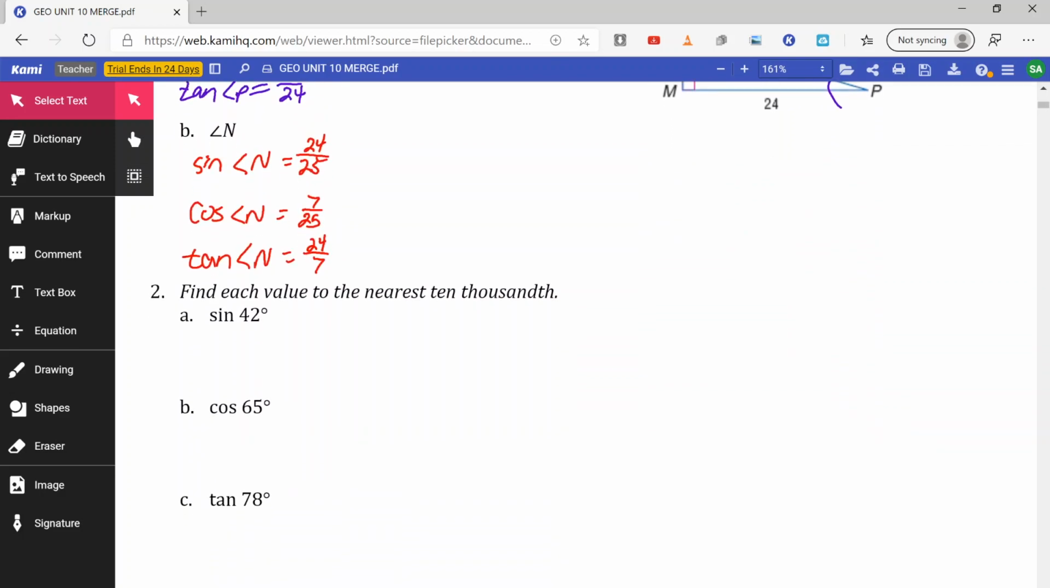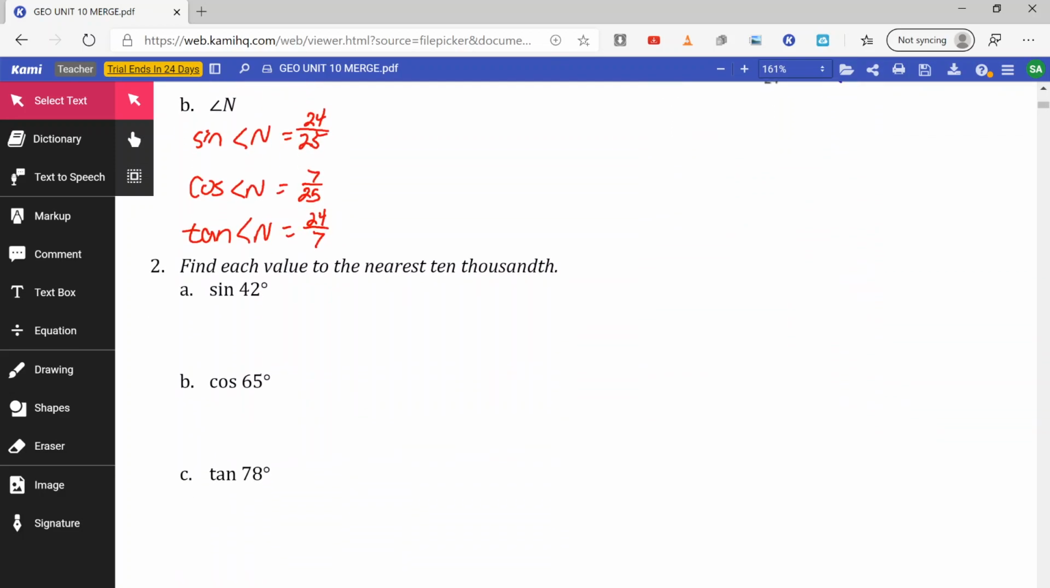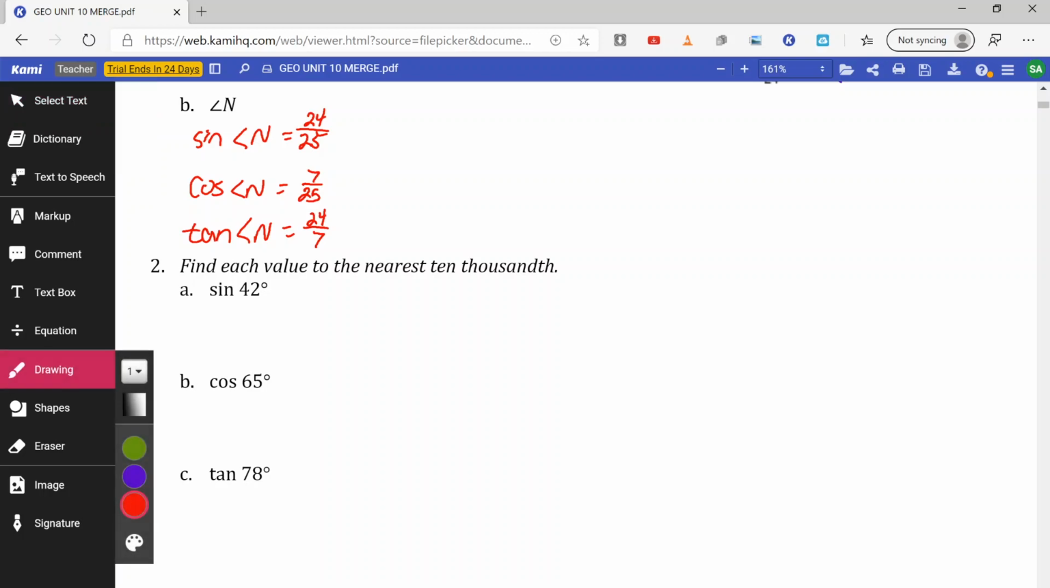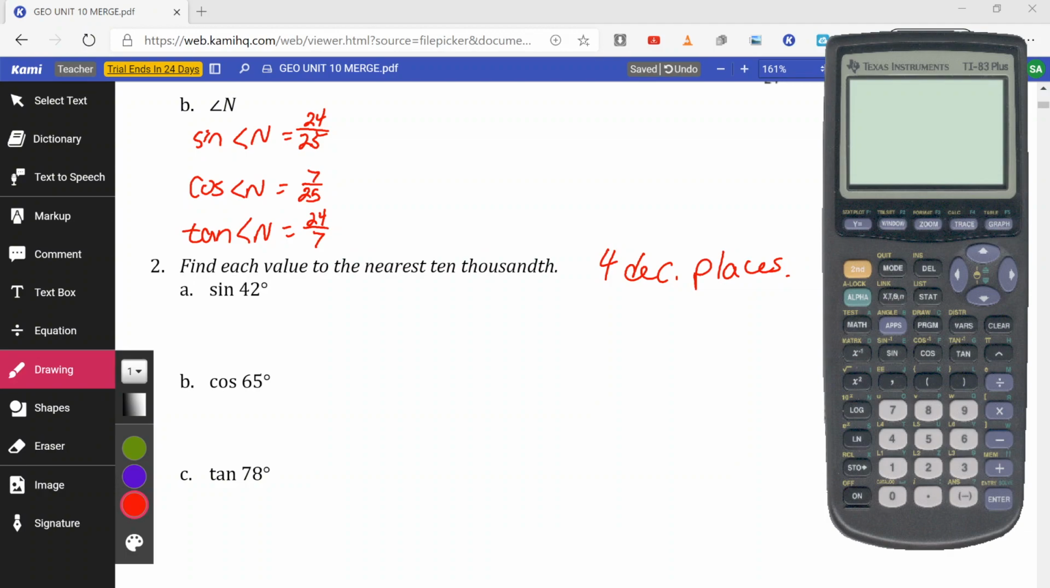To find the value to the nearest 10,000th, typically we do 4 decimal places. We need to find the sine, cosine, and tangent of these different angles. Now, when it comes to trig, there are two different formats that we can deal with in terms of math. We can either deal with degrees or we can deal with radians.